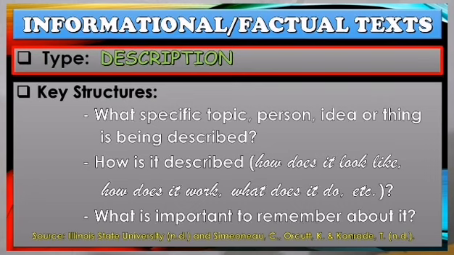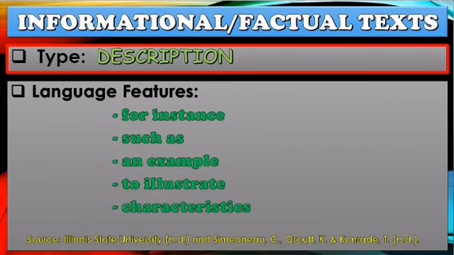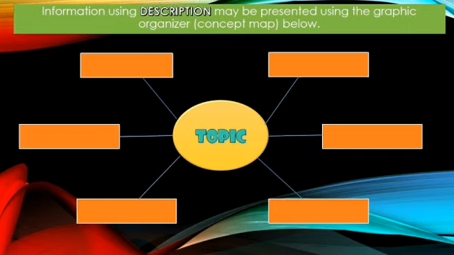And for the key structures, we have to consider these questions. What specific topic, person, idea, or thing is being described? How is it described? How does it look like? How does it work? And what does it do? And what is important to remember about it? And for the language features, we have, for instance, such as an example to illustrate, and of course the characteristics of someone or something. Here is the graphic organizer that you can use for description.